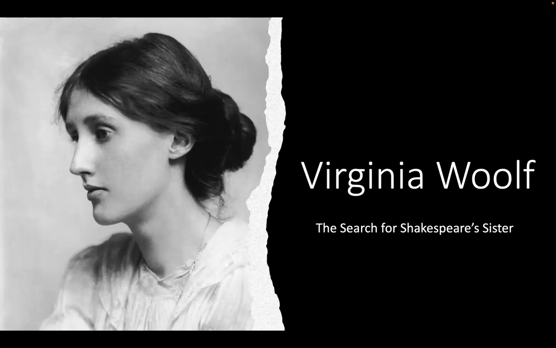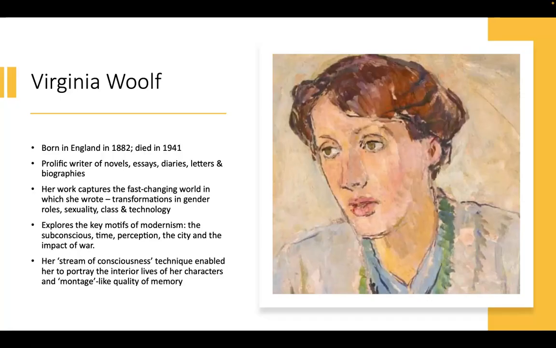In this video, we'll take a look at Virginia Woolf's search for Shakespeare's sister in her essay, A Room of One's Own. Woolf was born in England in 1882 and died in 1941. This gives her a unique perspective, having grown up at the tail end of the Victorian era and then living and trying to establish a career as a writer in a new century, in a modern and ever-changing world. And her work captures that.